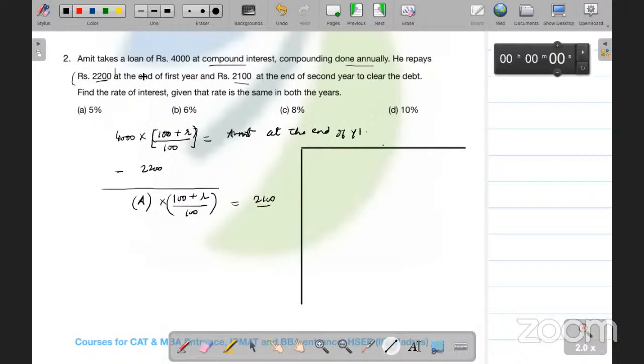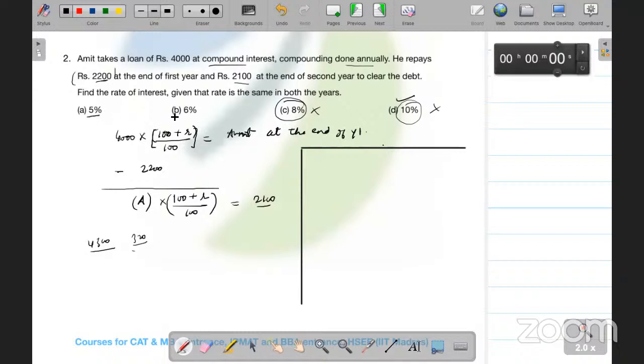Now, the first thing you should look at is total amount paid in 2 years is 4,300. Correct? So it implies that 10% or 8% could never have been your options. Why? Because 10% of 4,000 is 400 rupee. So in the first year itself, the interest goes beyond 4,300. And similarly, 8%, the interest is 320 rupees in the first year itself. And therefore, these two options are impossible.